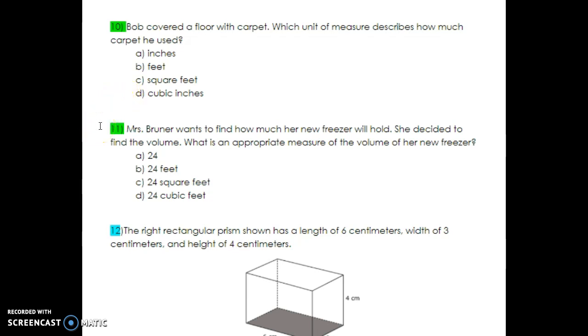Number 11, Mrs. Bruner wants to find out how much her new freezer will hold. She decided to find the volume. What is an appropriate measure of the volume of her new freezer? Again, she's finding volume, so which answer shows that? A, 24, B, 24 feet, C, 24 square feet, D, 24 cubic feet.